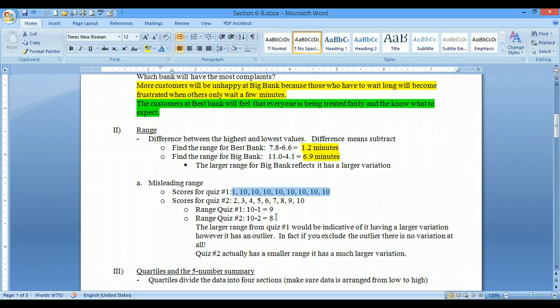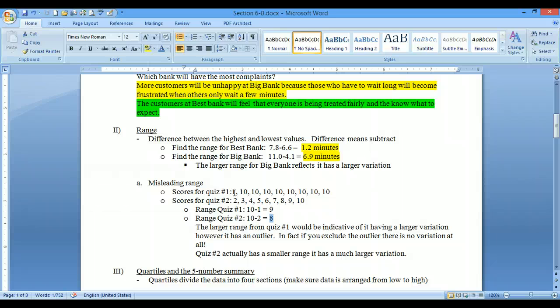Versus quiz number 2 with the smaller range, it has a much larger variation. In fact, so great that none of them are duplicates. So the larger range from quiz number 1 would be indicative of having a larger variation. However, our outlier here, this 1, creates a larger range. If we were to exclude it, there would be no variation at all. Versus quiz 2, we have a smaller range, but it has a much larger variation.